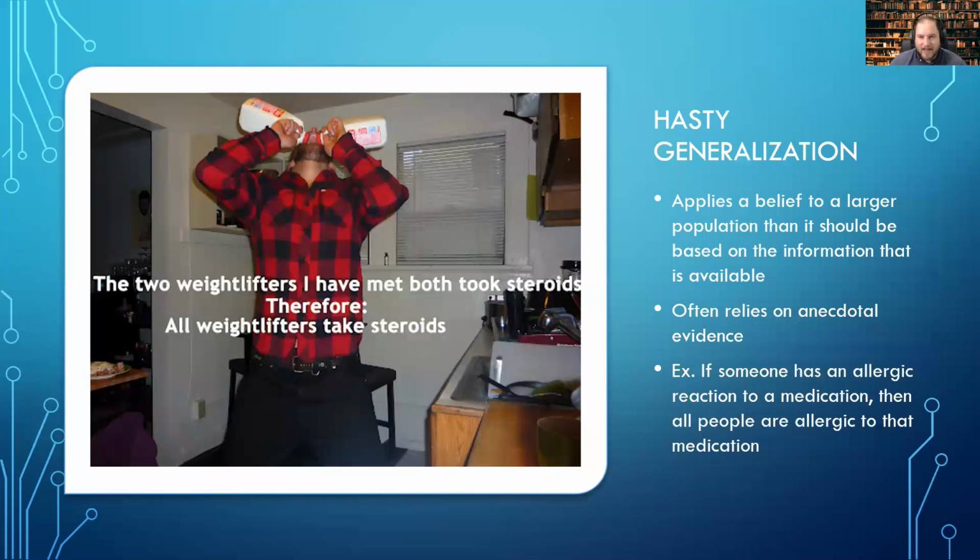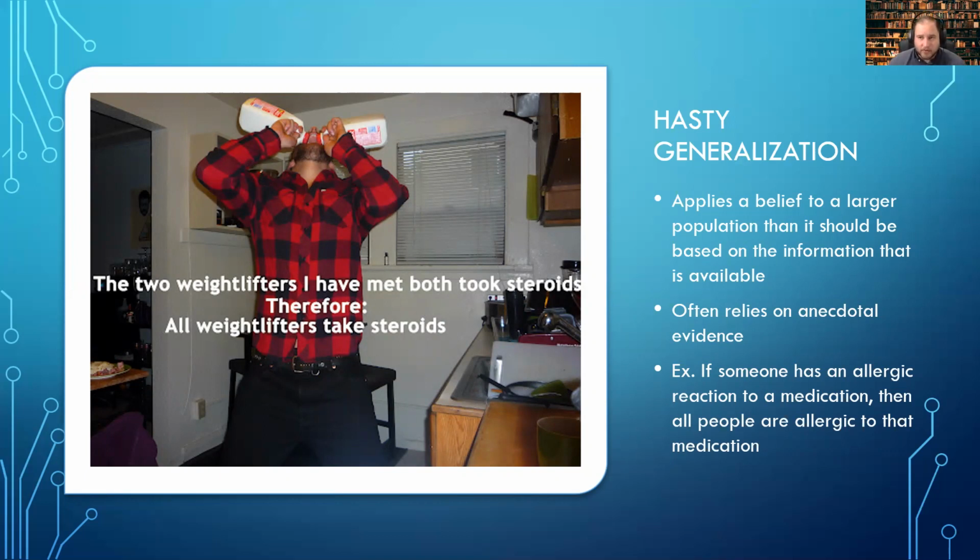Another example of this is the hasty generalization. This is where we're applying a belief to a larger population than it should be based on the information that is available. This is where we're using anecdotal evidence to say that something is true for everybody, like a stereotype, right? So the two weightlifters I have met both took steroids. Therefore, all weightlifters take steroids. Do all weightlifters take steroids? No. We can't base this off of just the fact that we knew one or two people, right?